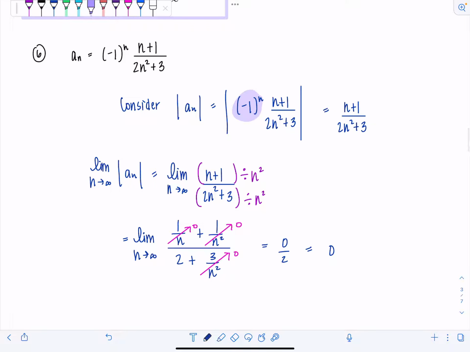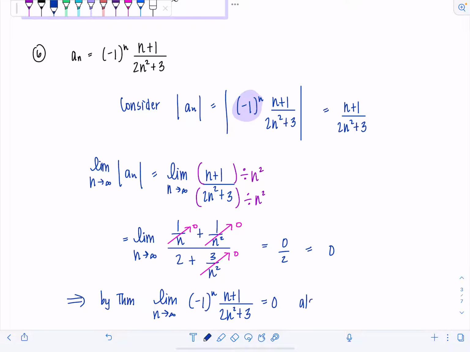So now I can answer the question. So I can say this implies by said theorem that the limit as n approaches infinity of the original (-1)^n times (n + 1) over (2n^2 + 3) equals 0 also. Convergent.